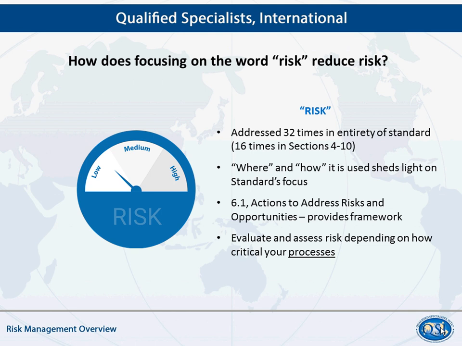ISO 9001 clause 6.1, actions to address risks and opportunities, will provide your overall framework for addressing risk wherever it occurs in the quality management system. So you can evaluate and assess the risk depending upon how critical those words and any following actions are to your processes and to your company.